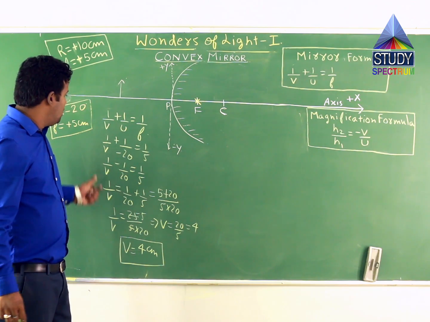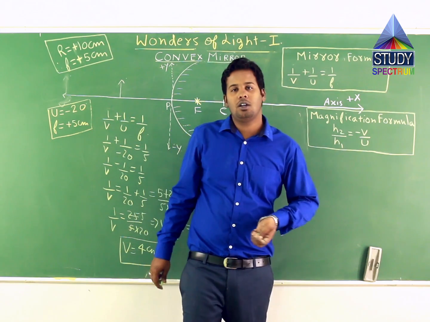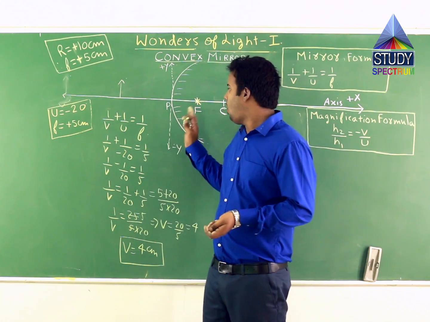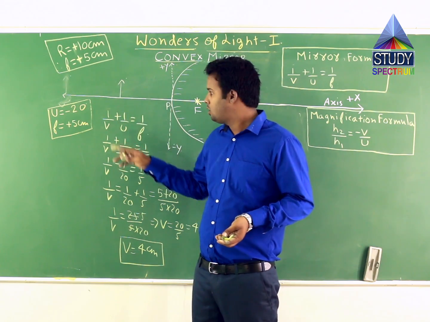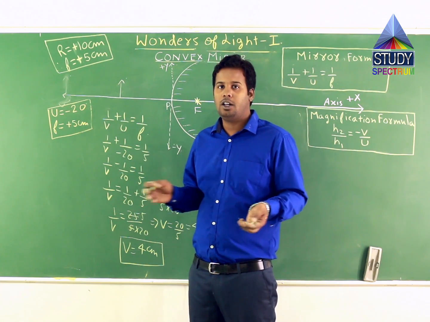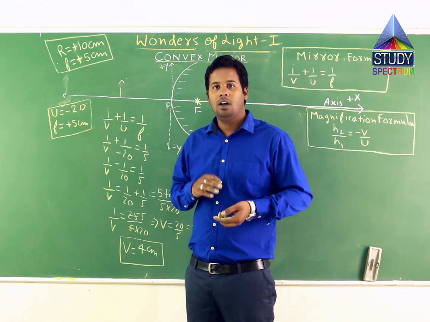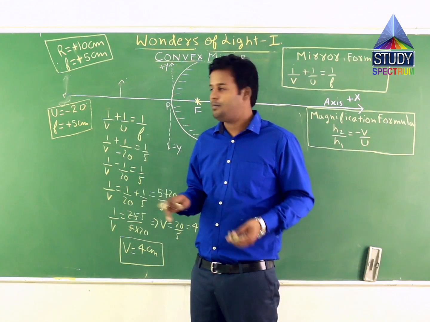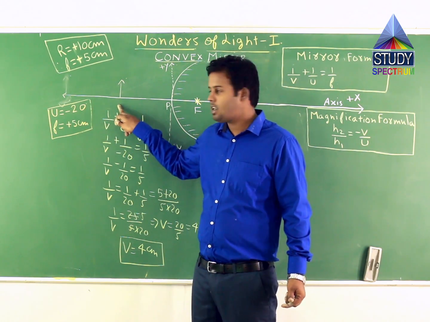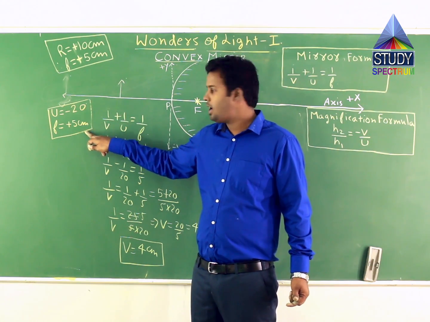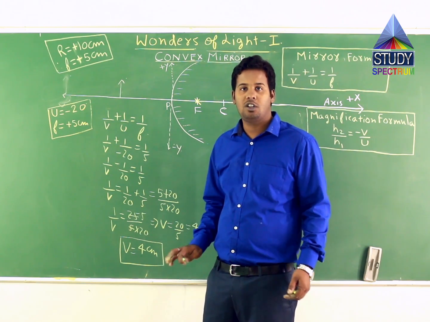Correct? So finally, by taking u as minus 20, why minus? Because the object is placed on negative x-axis, that is in front of the convex mirror, in front of the pole. So I have already said you that you can take any number, the results will be same. The value can vary, but the statement of the results will be same. So I have taken u as minus 20. Why minus? Because on negative x-axis, f remains same plus 5, and I have substituted in the mirror formula, and finally I have got v is equal to plus 4 centimeters.